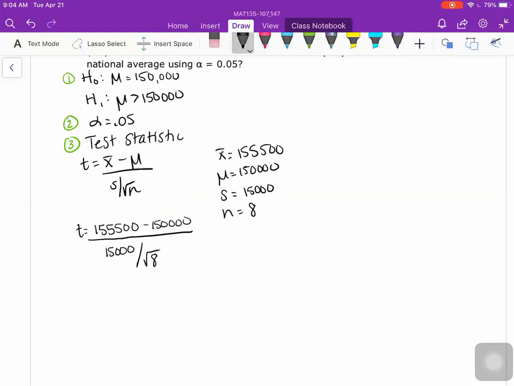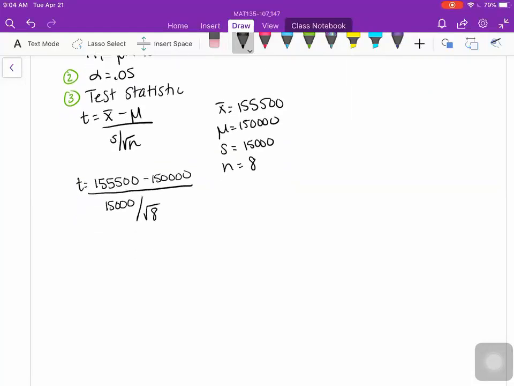Substituting those values into the formula for our test statistic. When we type this into our calculator, our test statistic comes out to 1.04.